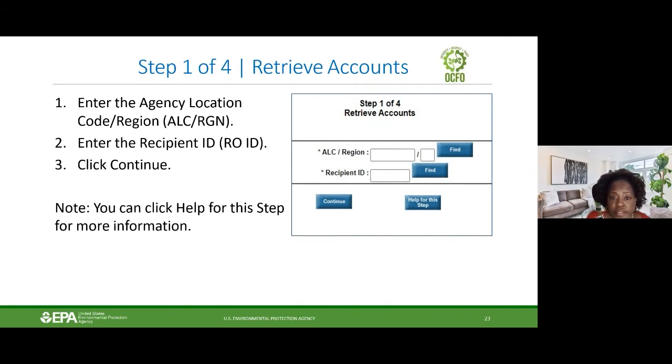They would then enter the agency location number and the recipient ID, also known as their ASAP ID, and click continue. Next slide.